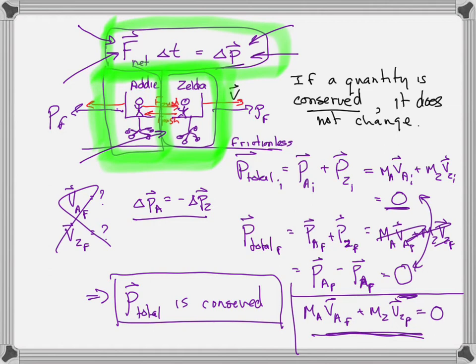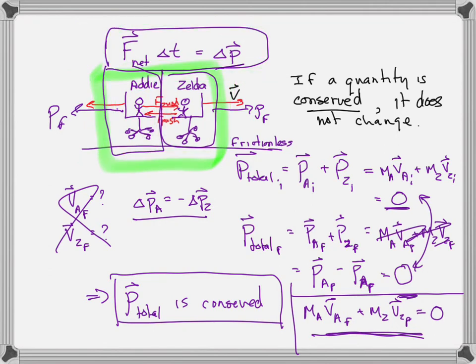But when you look at the whole system, when you look at Addy and Zelda together, then there are no external forces on the system, right? These forces here are what are called internal forces. They're internal forces. There's no external force on the system.